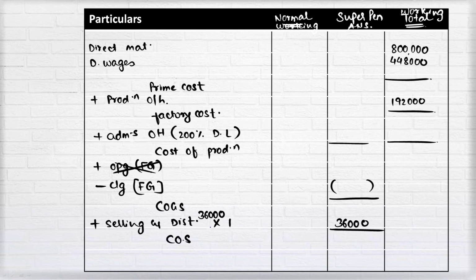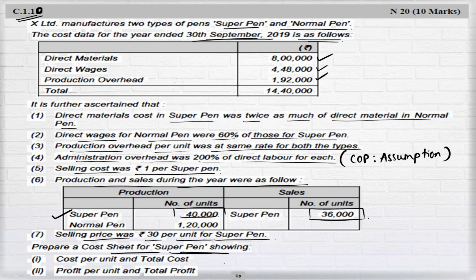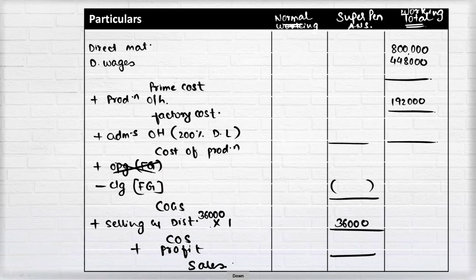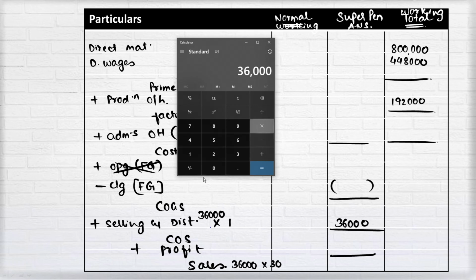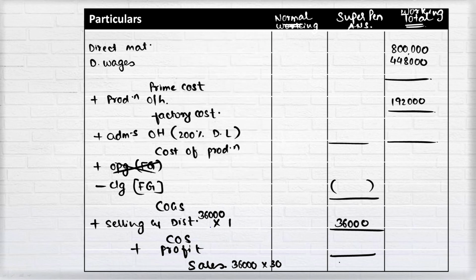I will be getting cost of sales plus profit is equal to sales. You are given selling price? Yes. Selling price for super pen was 30. So 36,000 into 30. Ten lakh 80,000. Believe me, it is just a distribution of cost between a normal pen and super pen.